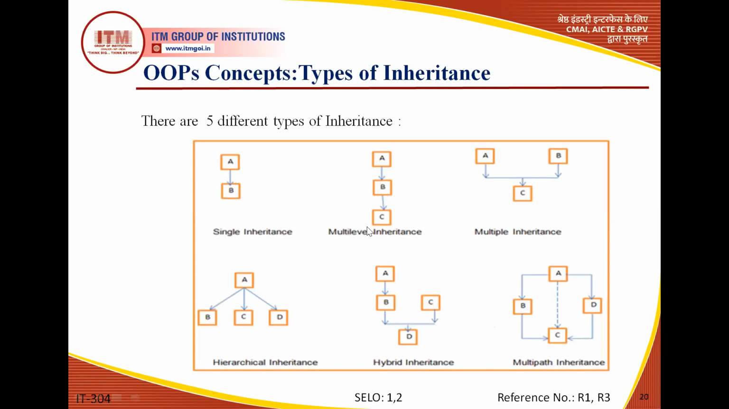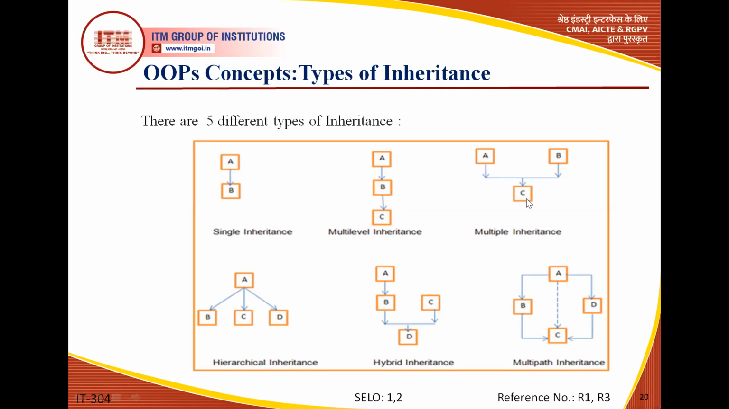And you find these types of inheritances. Number one is single inheritance, where only two classes are present. Number two is multi-level inheritance, where you can occupy the properties of your super class, or your parent class, like in this form.